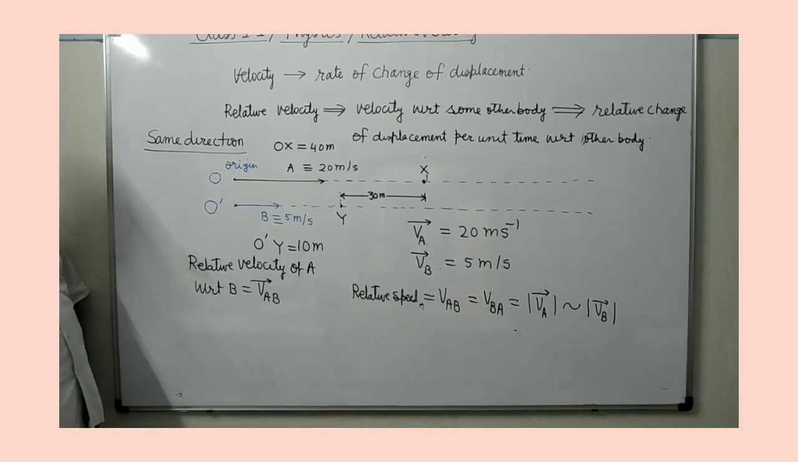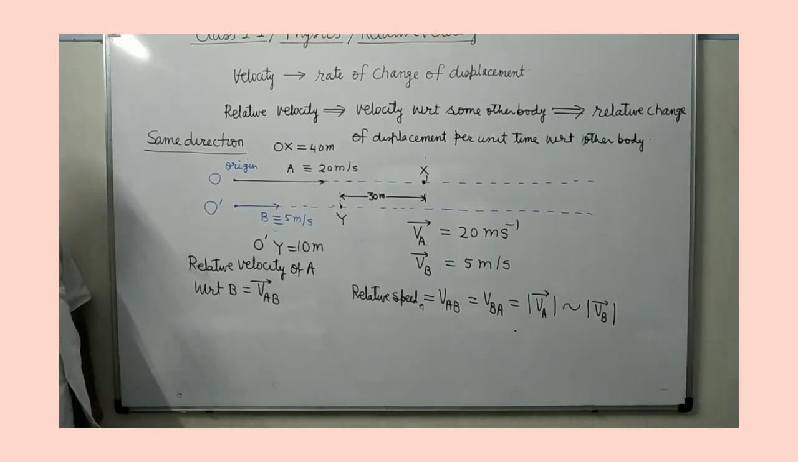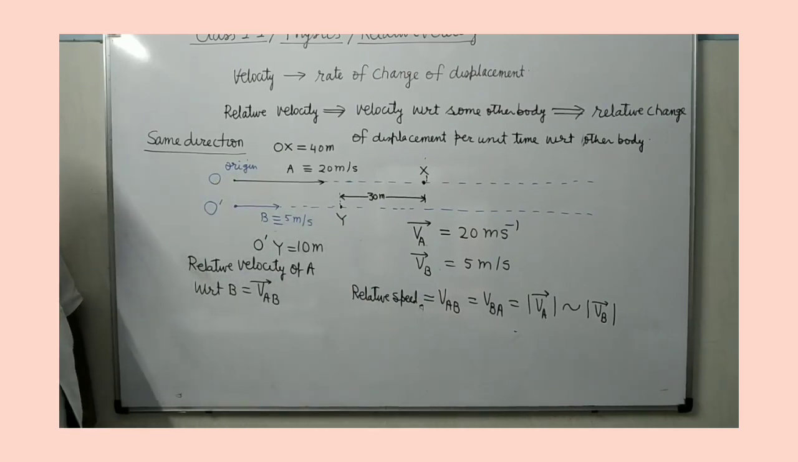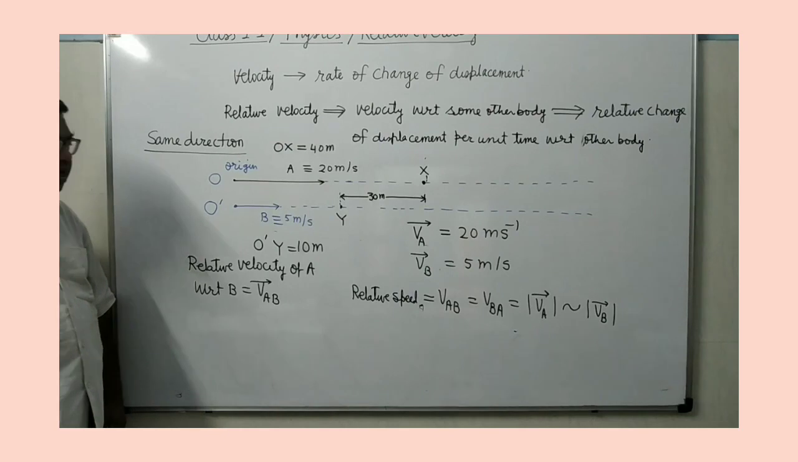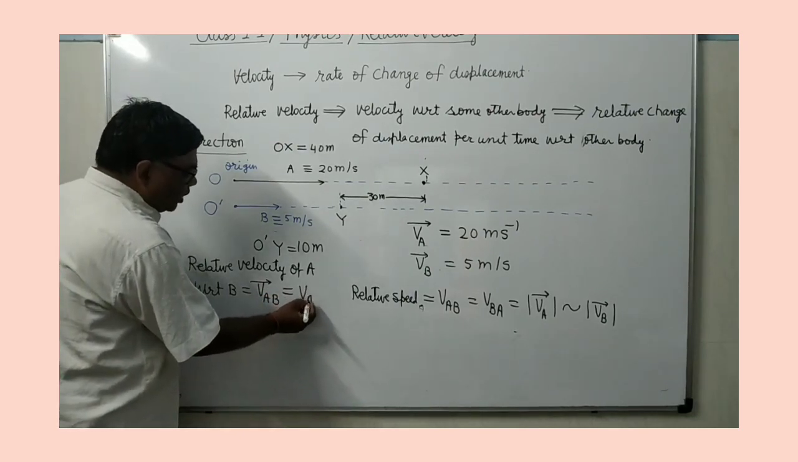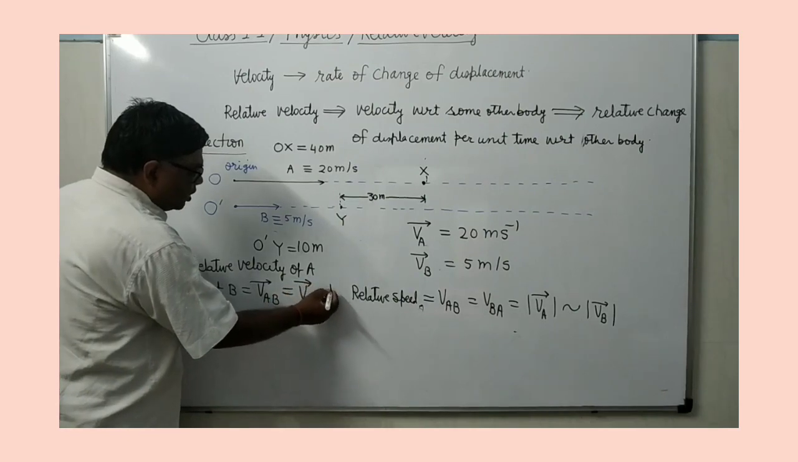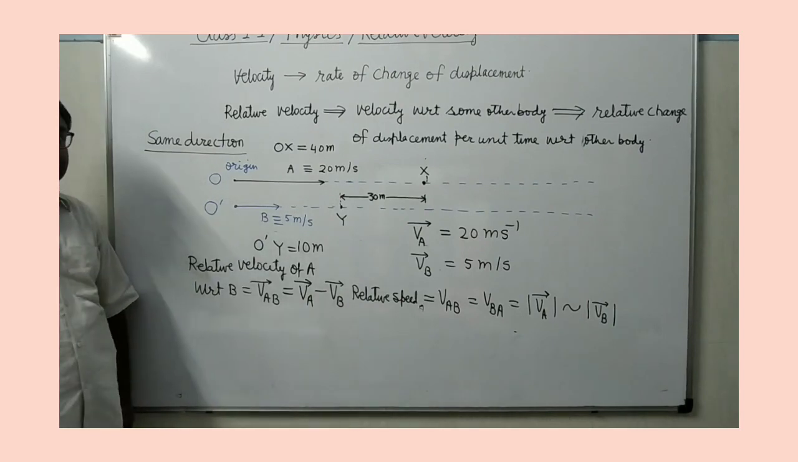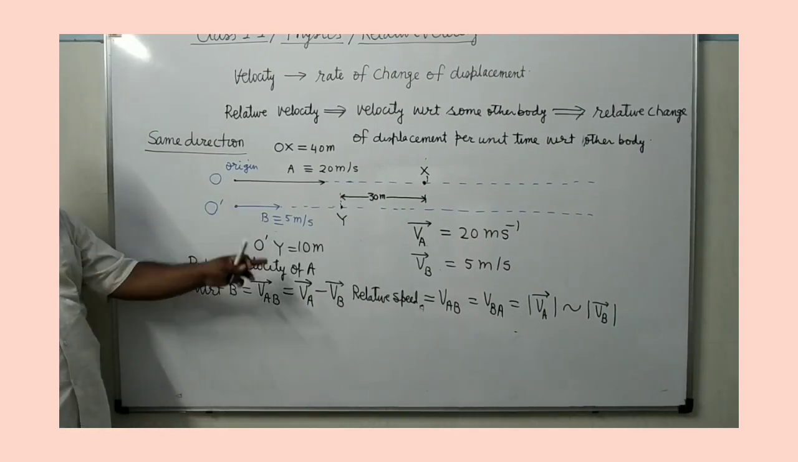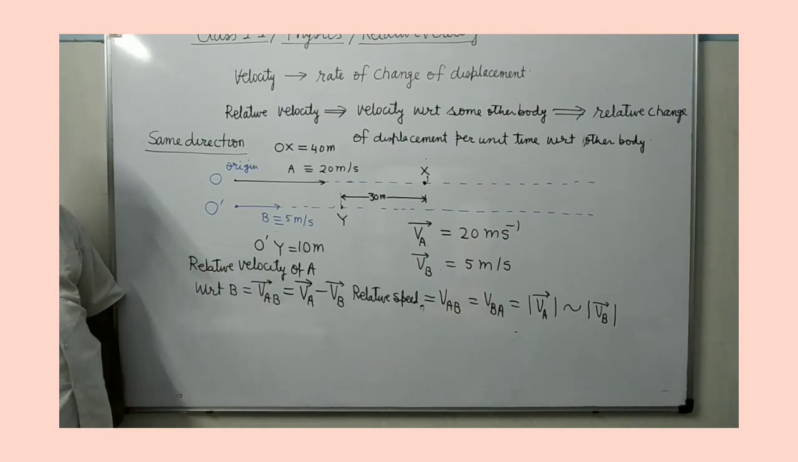It's clear? And here it will be equal to what? You can see here it is plus 15. Already you have seen that. It is 15 meter per second. That can be obtained only when you write it as vector VA minus vector VB. It's clear? Here both are in the same direction. When you draw and find the resultant, it will come out 15 meter per second.